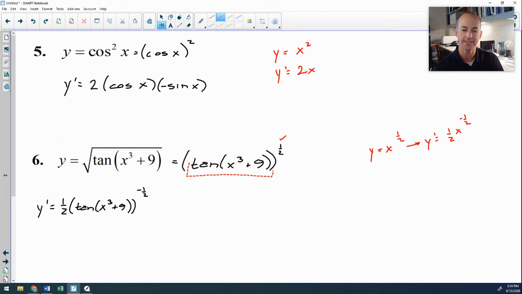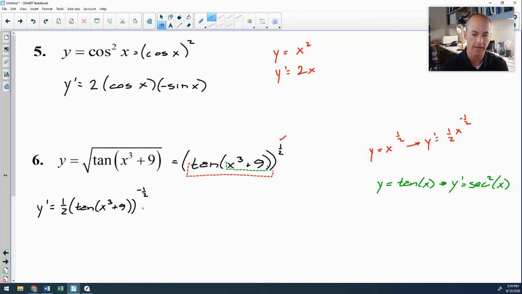Now I'll look on the inside, and here we have another chain rule. We have a chain inside a chain, because what I'm looking at on the inside now, my inside is the tangent of x cubed plus 9, and there's an interior to that tangent. I have an x cubed plus 9. So now I have a second inside, and I'm going to ignore the x cubed plus 9, and now I'm seeing y equals tangent of stuff. And the derivative of tangent is secant squared, and we leave the angle alone. We leave the argument alone.